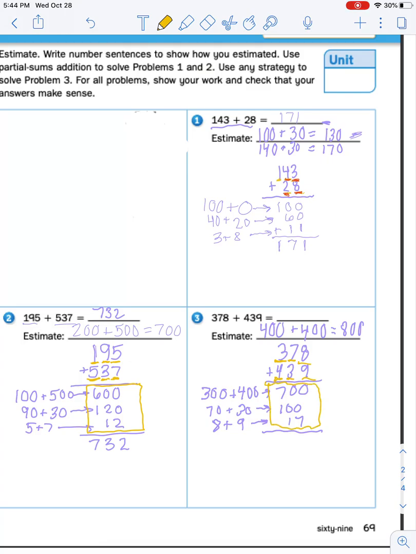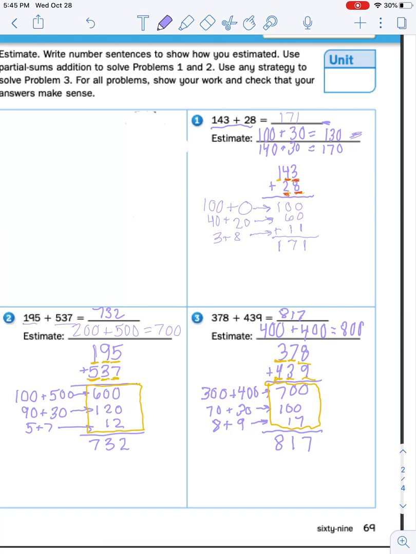Okay, remember, you're just adding what we just did. Don't mess with the stuff up above. 0 plus 0 plus 7, 7. 0 plus 0 plus 1, 1. And 7 plus 1 is 8. My actual or exact answer is 817, which is super close to my estimate of 800, so I know that that makes sense.